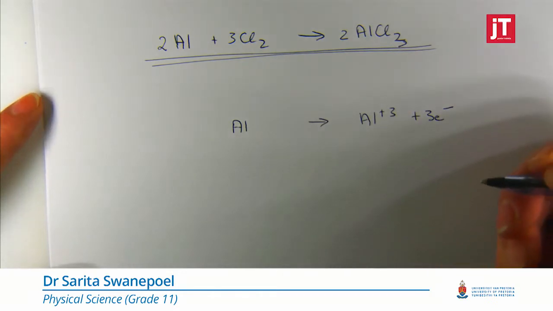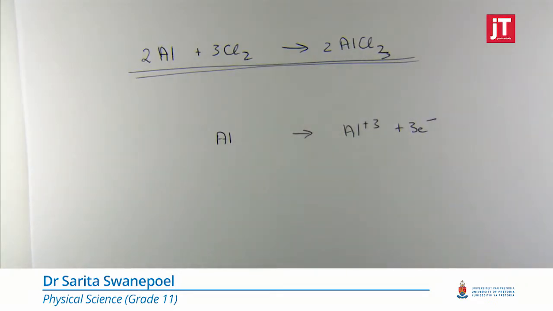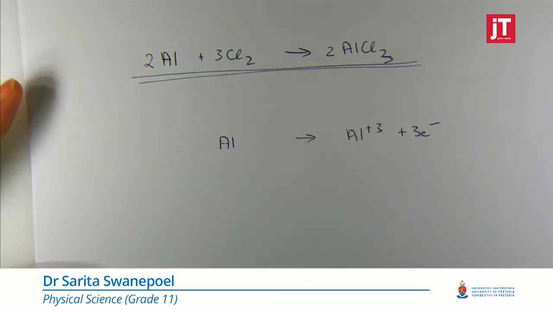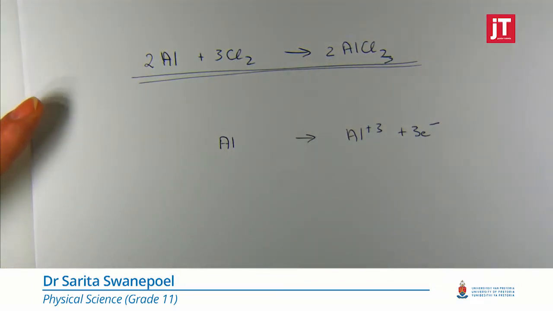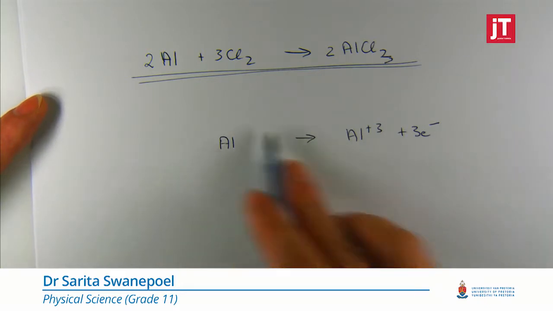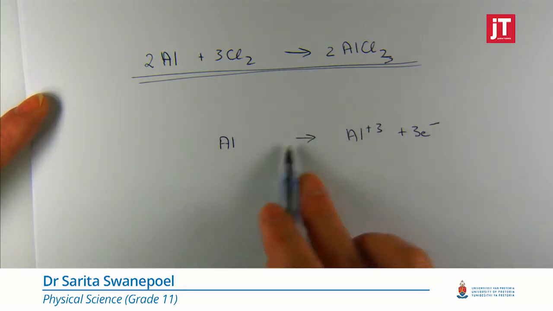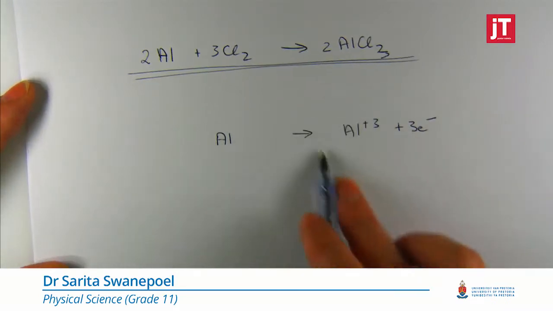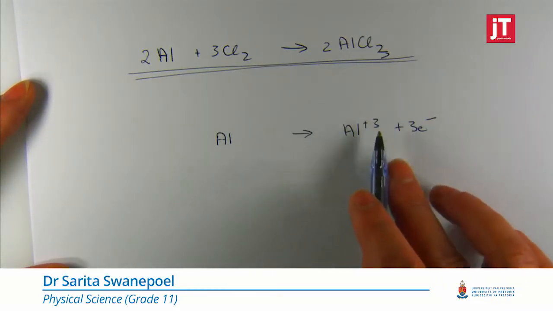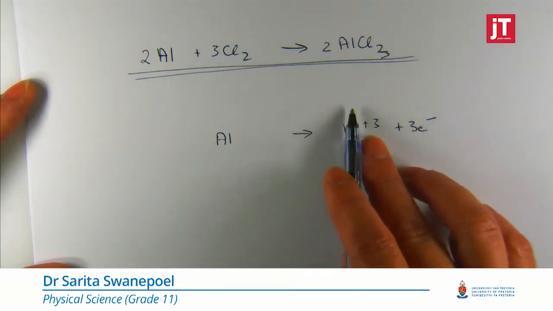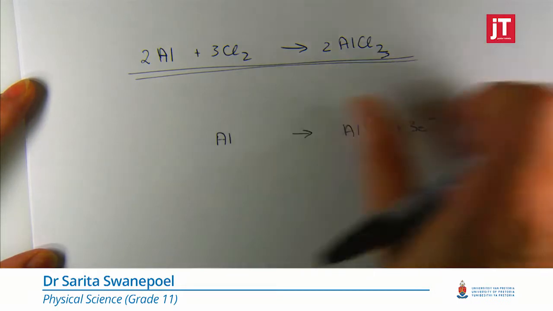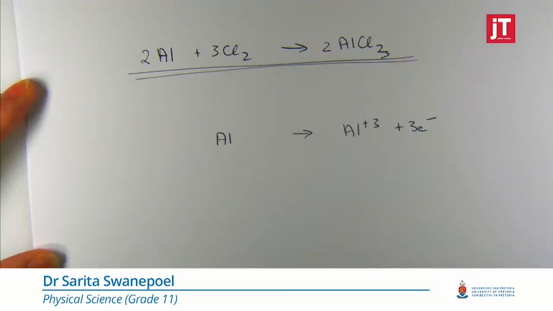And if you were not sure about that, the easiest way is to say charge cannot be removed from the system. So what you start with, you should have at the end. The total charge on the left side is 0, so the total charge on the right side should also be 0. If you put your electrons on the wrong side, you will see that, because then the charge on the left and right-hand side will not be the same. So aluminium is doing that.